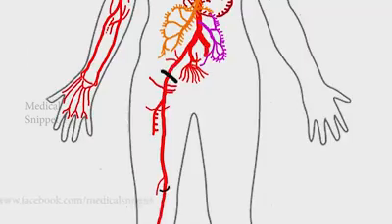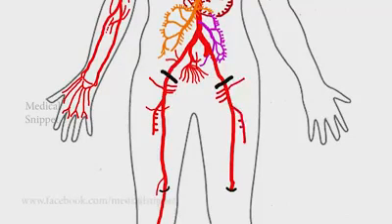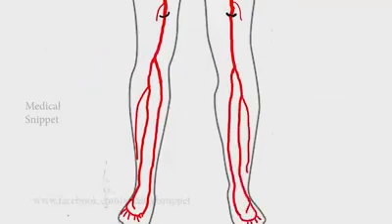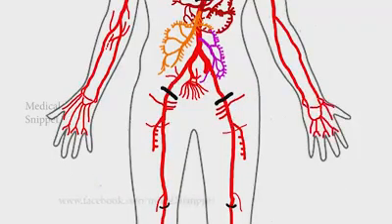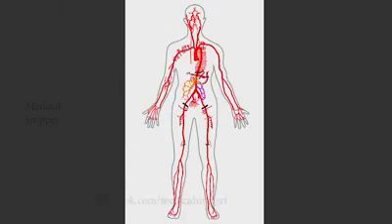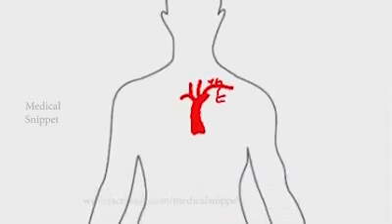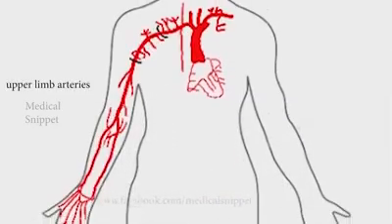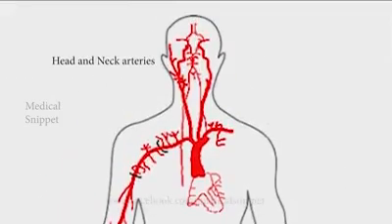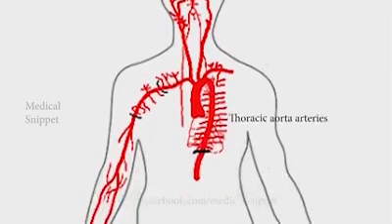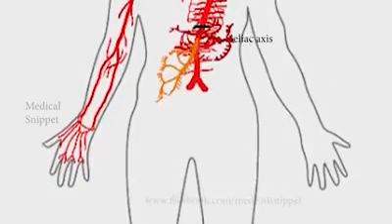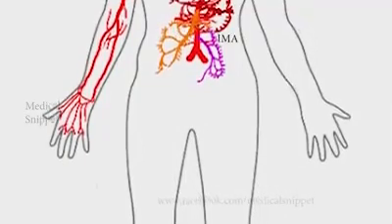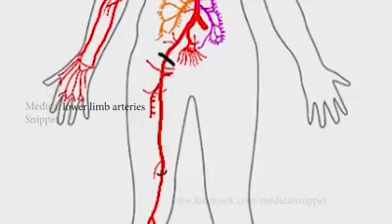Let's complete the arterial system of the left upper and lower limbs. Now let's see the whole arterial tree of the human body. Coronary arteries, upper limb arteries, head and neck arteries, thoracic aorta arteries, celiac axis, superior mesenteric artery, inferior mesenteric artery, lower limb arteries.